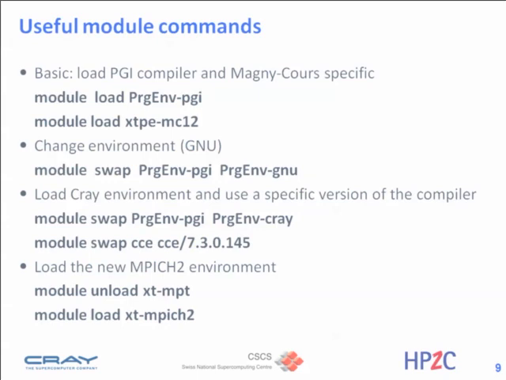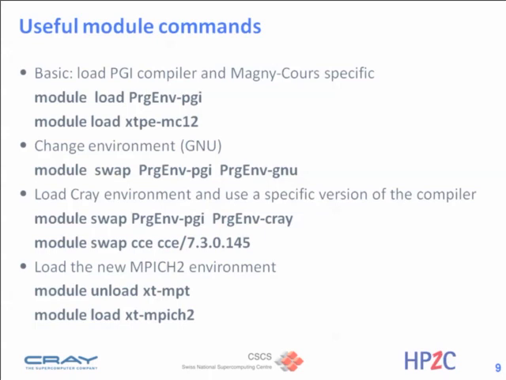So if you have already loaded the PGI module, you need to swap the two modules. So module swap PrgEnv-pgi PrgEnv-gnu. Same thing if you want to use the Cray programming environment. The name of the Cray programming environment is PrgEnv-cray. Having loaded the Cray programming environment, you may want to choose a specific version of the compiler itself. So you may want to swap the cce module with a specific version that you know works for you.